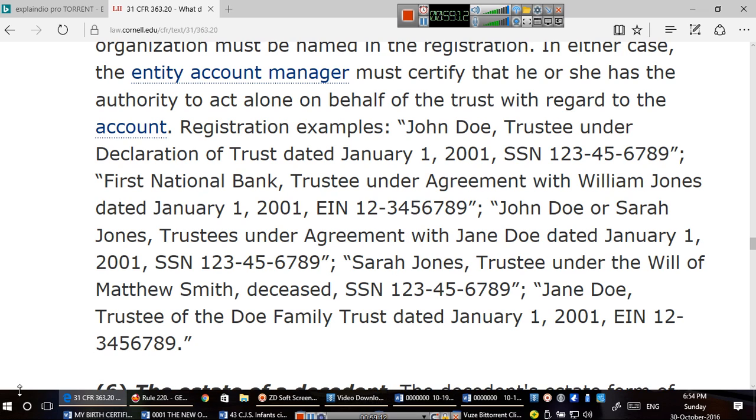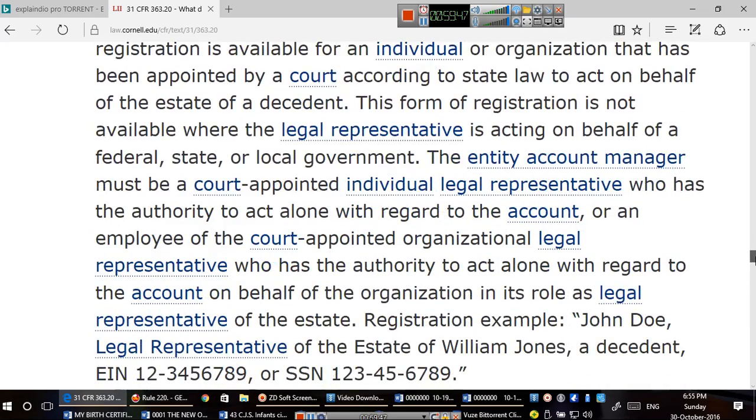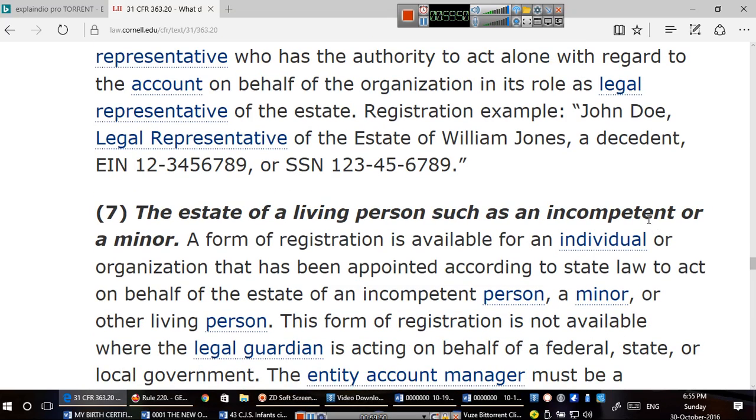John Doe and Sarah Jones. Okay, trustees under agreement for the Jane Doe dated blah blah blah blah blah. Social security numbers, social security numbers. Well, where did we get the EIN number down here for? To show you it's not different. You see it's 1, 2, 3, 4, 5, 6, 7, 8, 9. 1, 2, 3, 4, 5, 6, 7, 8, 9. Okay. Pay attention, y'all. This EIN number is interchangeable with this number. You just move the dash. This one you remove. This one you add. You don't believe me? Go back over 20 and 27 of 363. The estate of William Jones, decedent.